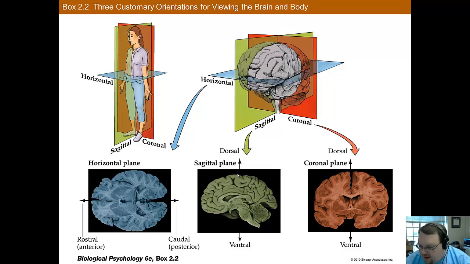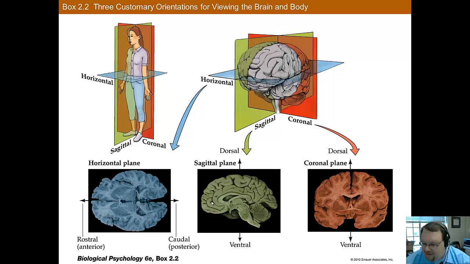So dorsal in the brain is towards the top. But if you're standing, it would be toward the back. Kind of confusing, I know. You can tell it's hard for me even to describe. So if you have questions, let me know. I'm more than happy to go over this again. Just be sure you get it before you take the quiz.